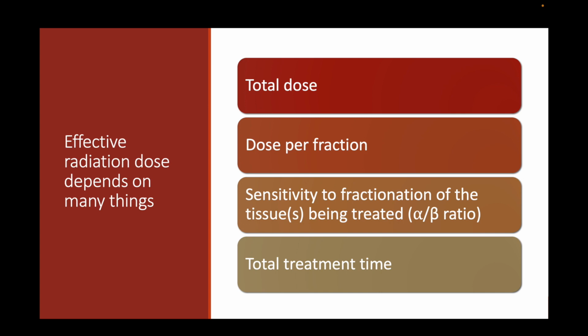If you compare 60 gray versus 50 gray at 2 gray per fraction, 60 gray is more than 50 gray. That's easy, right? We're comparing apples to apples. But if we compare 60 gray at 2 gray per fraction, that's 60 gray in 30 fractions, to 50 gray at 10 gray per fraction, so 50 gray in 5 fractions, now we're no longer comparing apples to apples. We're comparing apples to oranges.